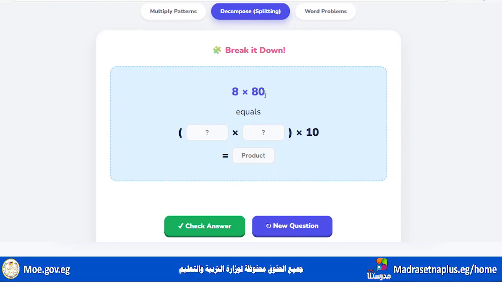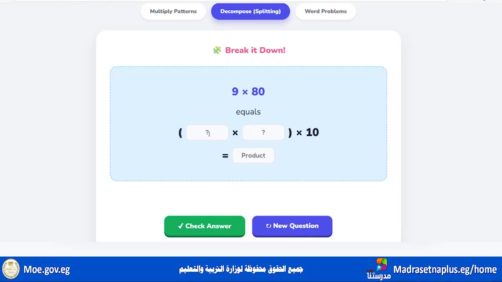Another one. 8 times 80. Split 80 into 8 and 10. So 8 times 8 times 10. 8 times 8 is 64. 64 times 10 means 64 tens. It will be 640. Check. When you see the green color, that means all your answers are right.